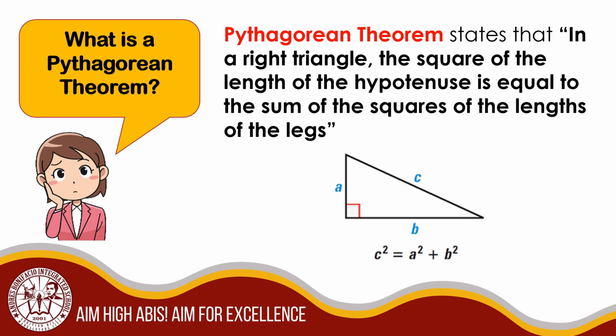Okay, so the formula: the square of the length of the hypotenuse, which is C, so that will be C squared, is equal to, when we say sum, that is the total of the square of the length, so the sum of A squared and B squared. So, the formula of Pythagorean theorem is C squared is equal to A squared plus B squared.